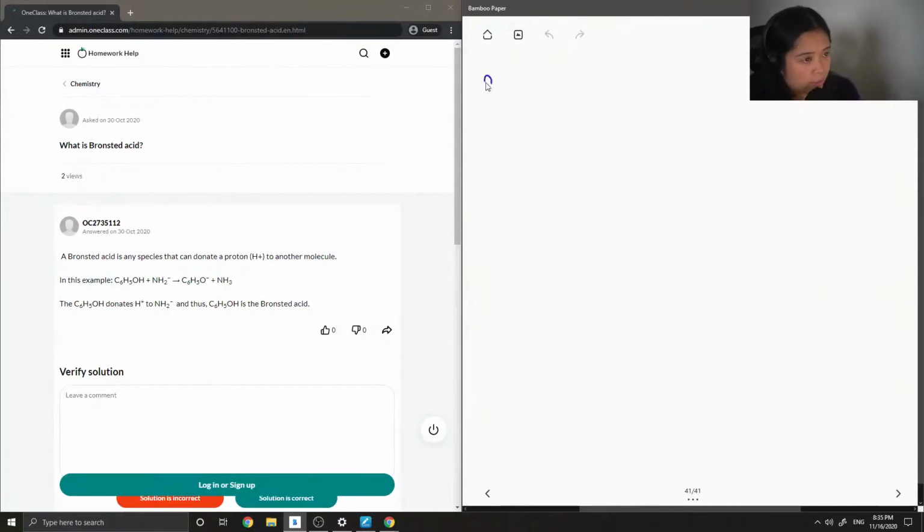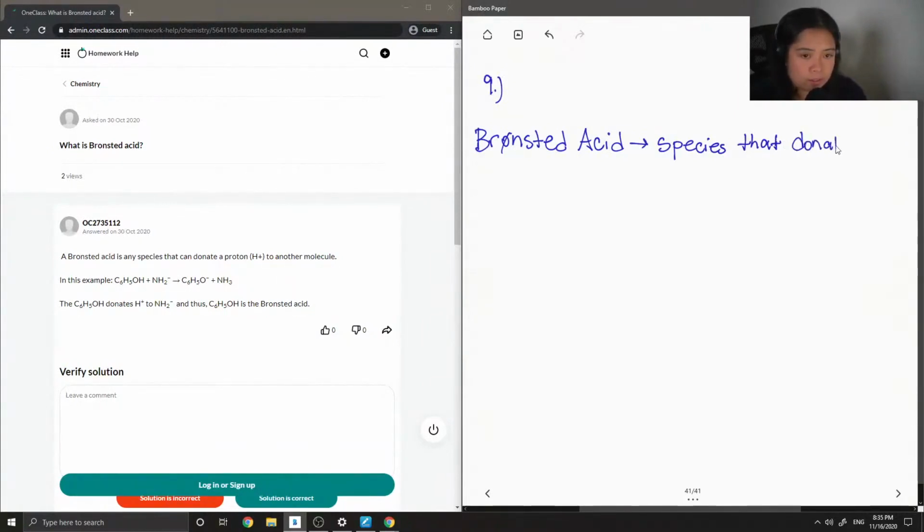Okay, on to question 9. What is a Bronsted acid? So Bronsted has that O. The Bronsted acid is the species that donates a proton. So a proton is the same thing as saying an H+ ion.